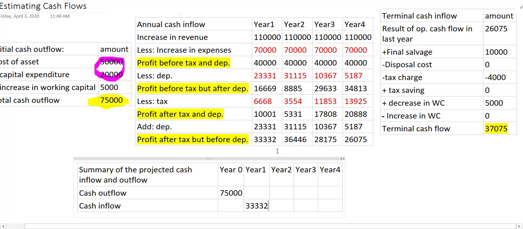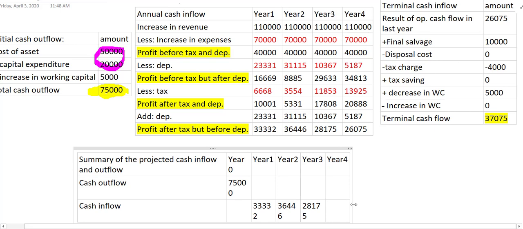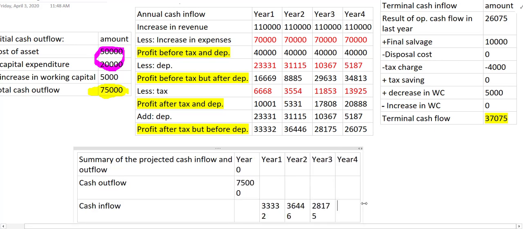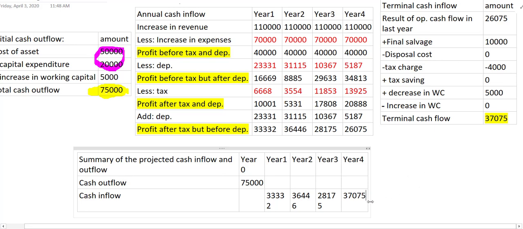33,332 for year one. For year two, 36,446. For year three, 28,175 for this year. Okay, let me expand the size. For the last year, we have to mention this one, 37,075. Basically, this was the result of our cash inflow and outflow, right?